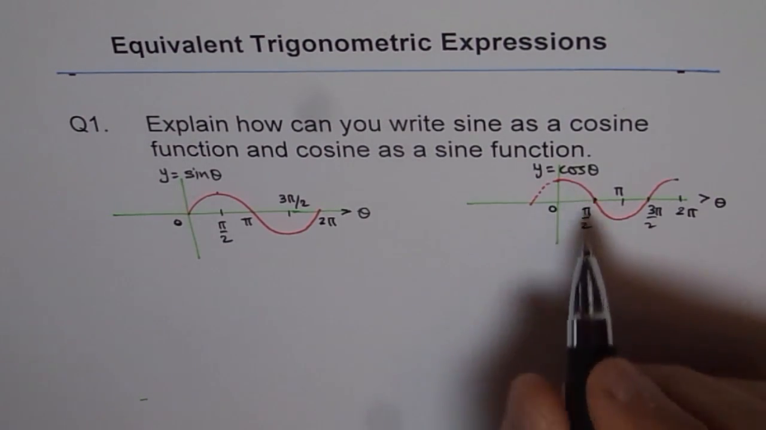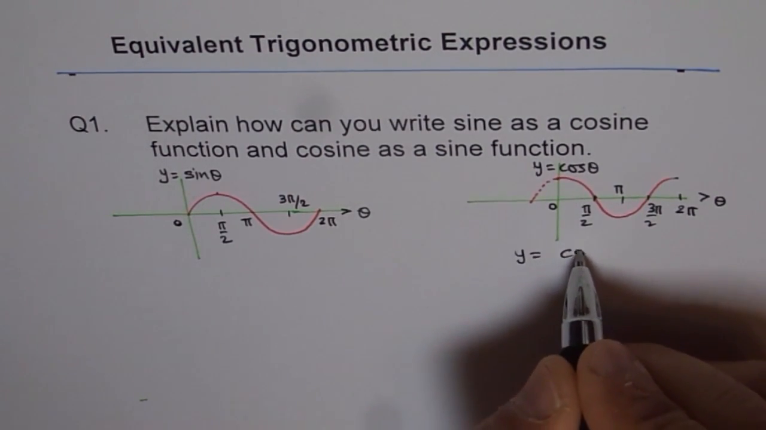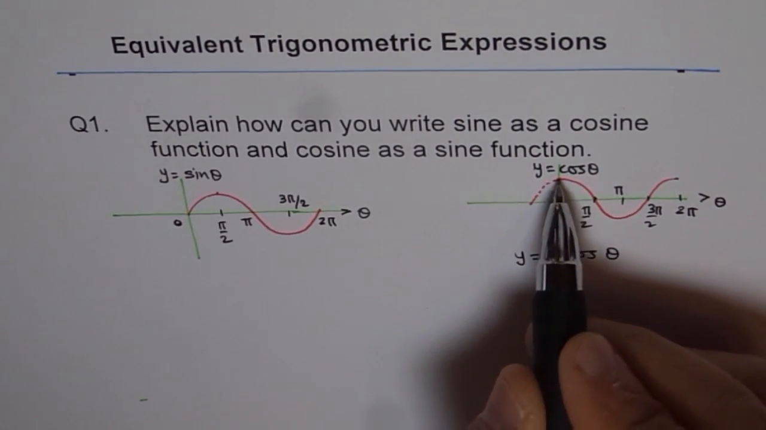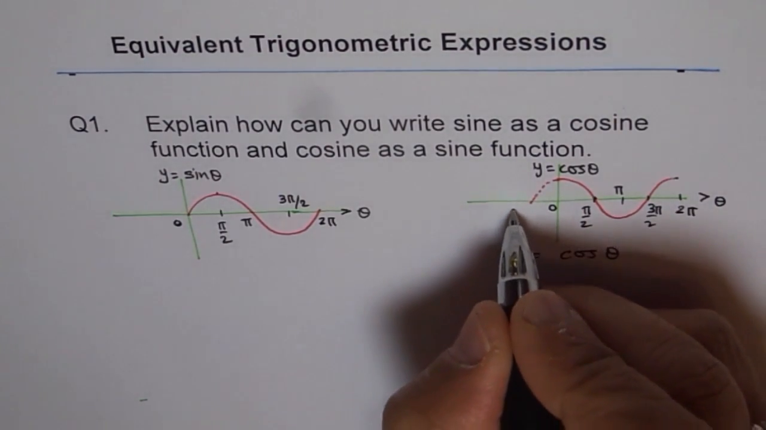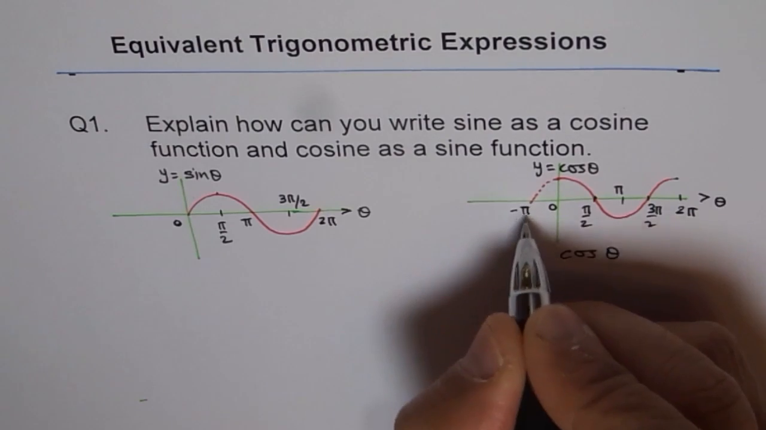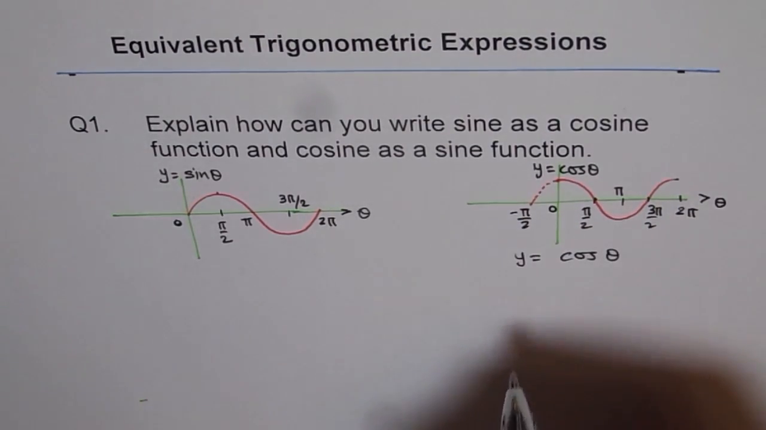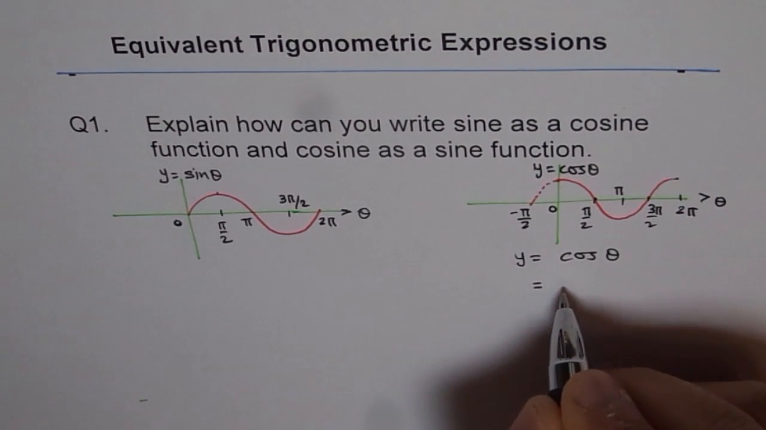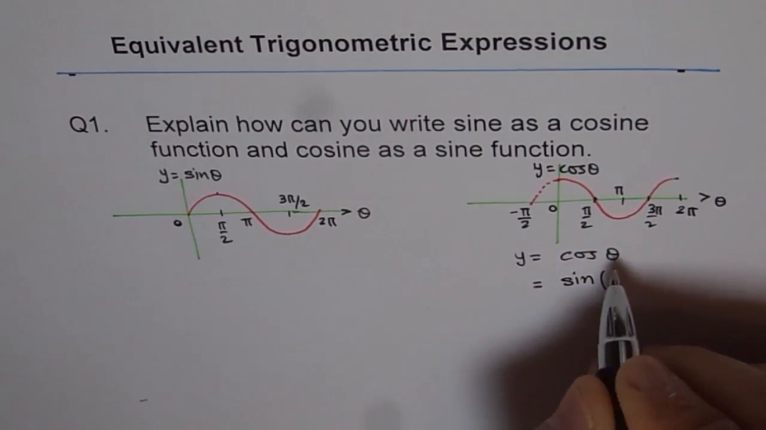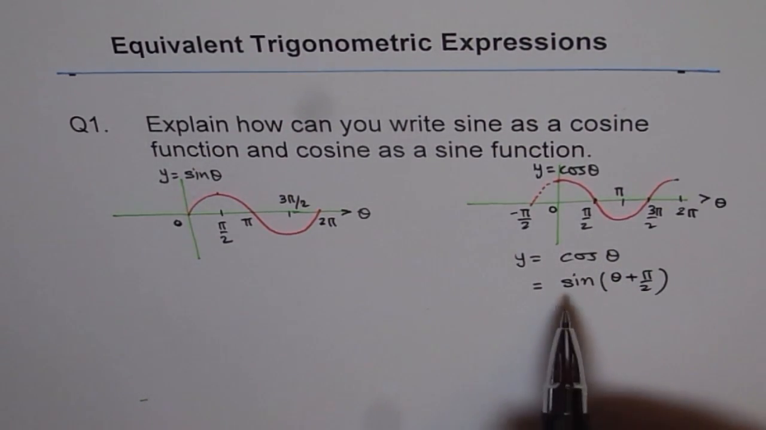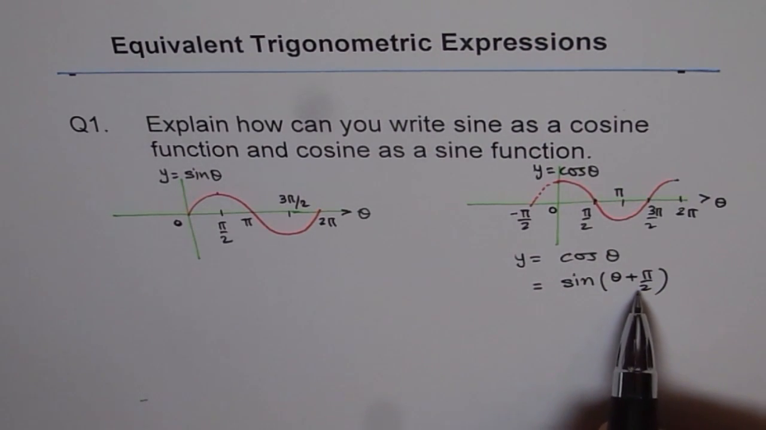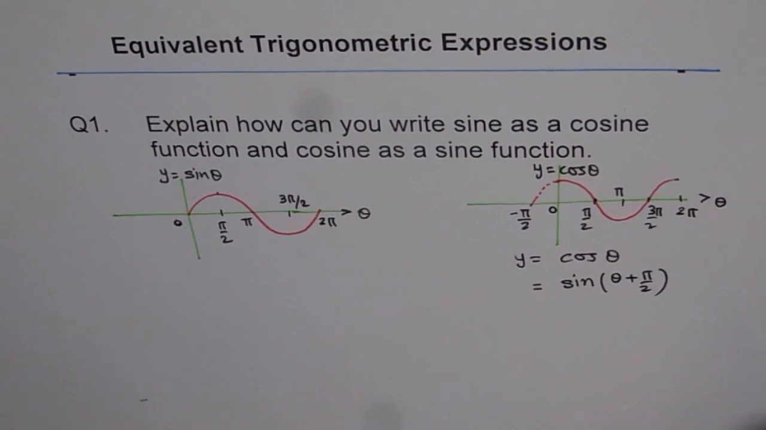For example, this one. We have the equation y equals cos theta. Now we have to write this as a sine function. If I have to write a sine function, that means the sine function has started much earlier. It started pi by 2 before, correct? And therefore, I could write this as sine of theta plus pi by 2. Do you see that? So sine of theta plus pi by 2 is the same as cos theta. That is how we can relate them.